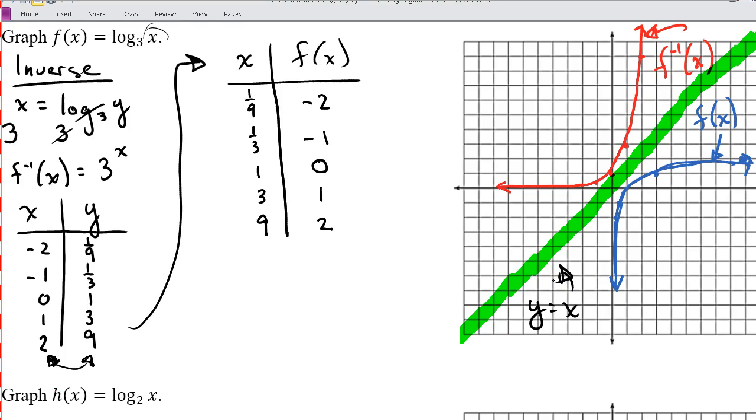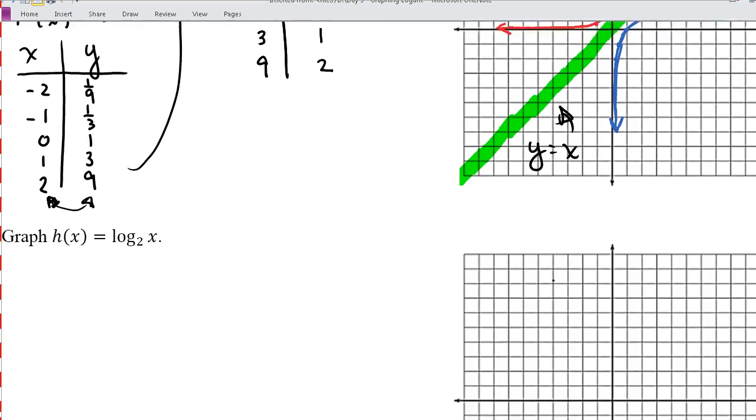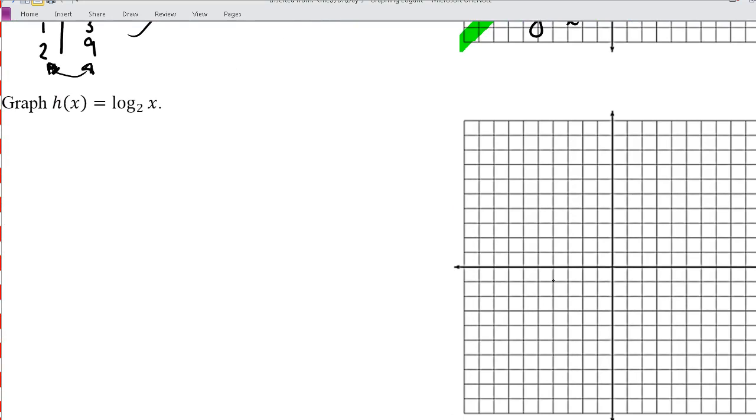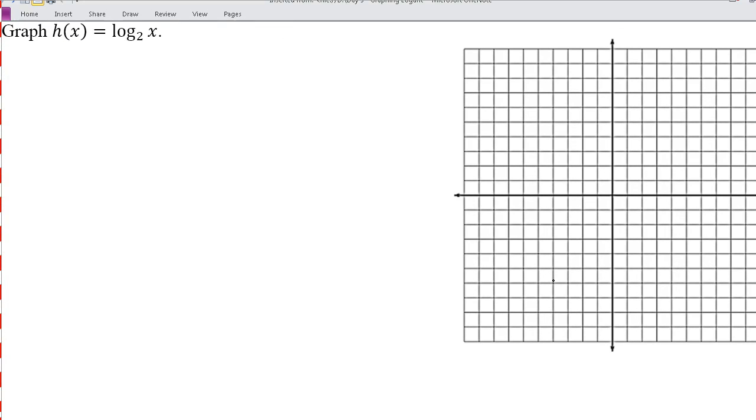Alright. So we've got two more graphs over here. What I want you to do is go ahead and graph these two, and then we'll talk about them in class and see how you did on those.